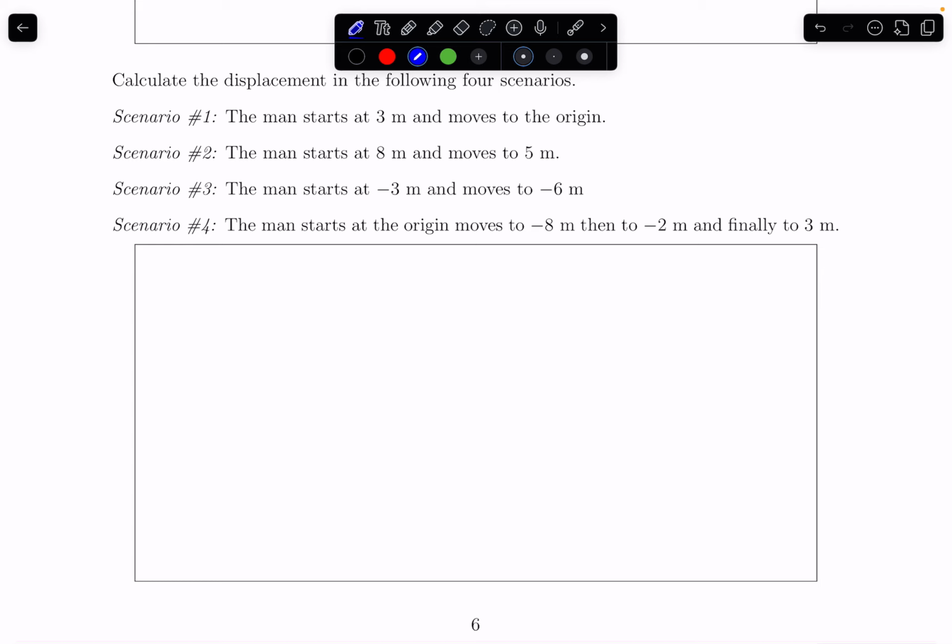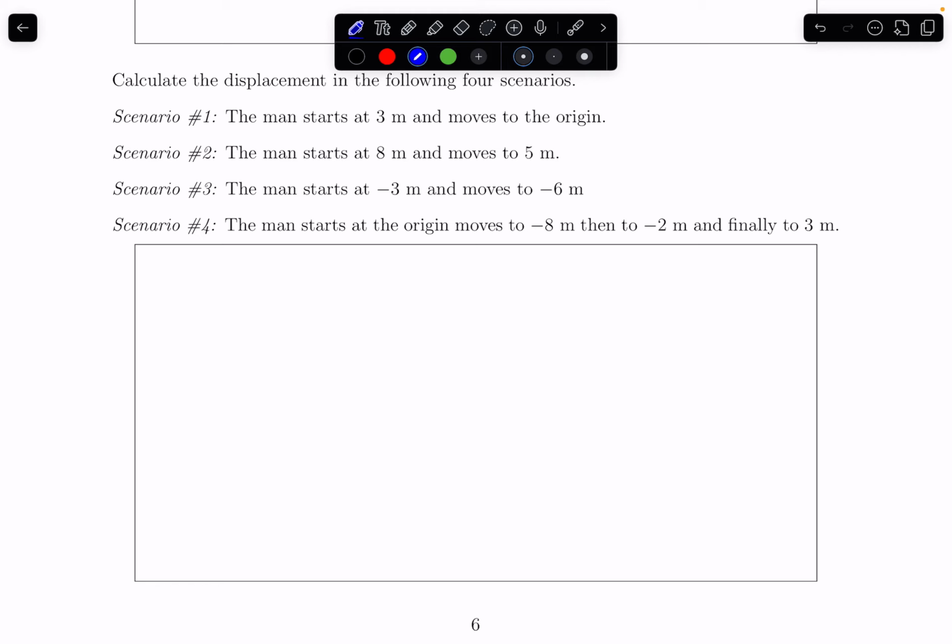All right, last one's a bit more complicated. We'll start at -8, then to -2, and then to 3. What's the displacement? 11. So -8 to -2 to 3. Here's a better question.